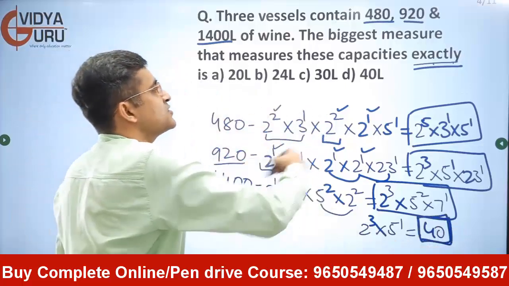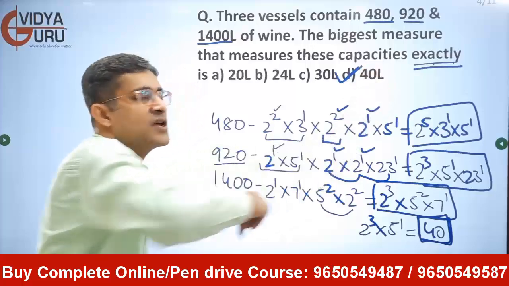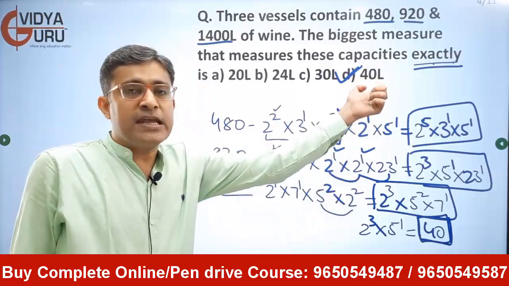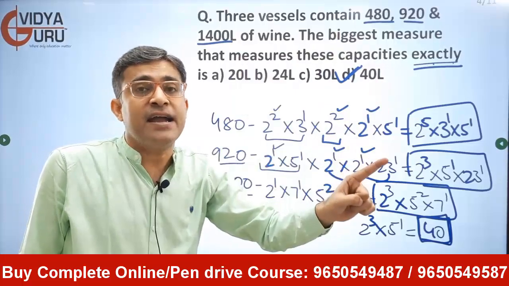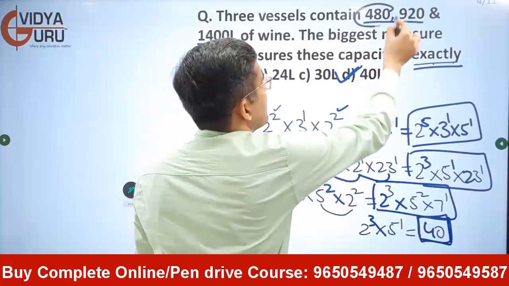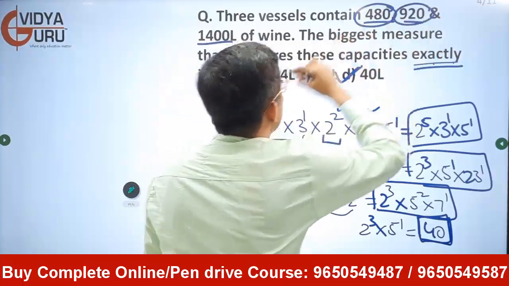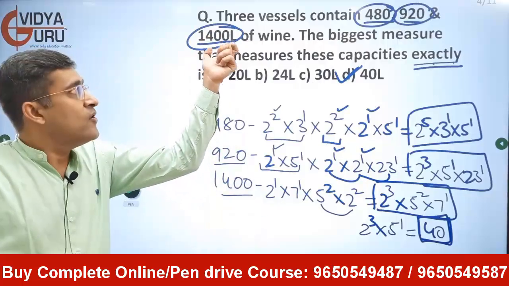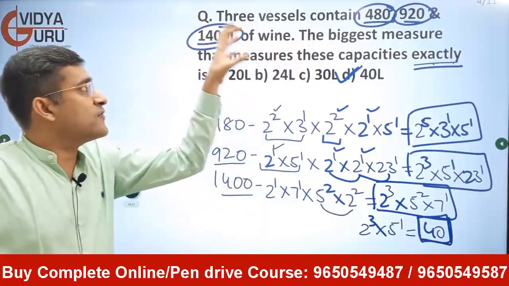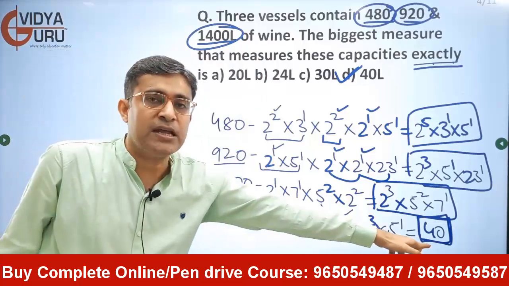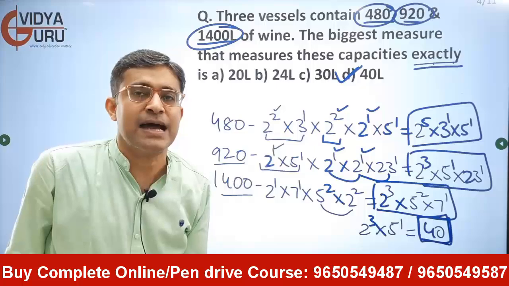The biggest such measure is 40 liters. When you use a measurement of 40 liters, it will completely divide all these values. It will completely divide 480. It will completely divide 920. It will not leave anything aside when you start measuring 1400 liters also. So with a measurement of 40 liters, you can measure them exactly.